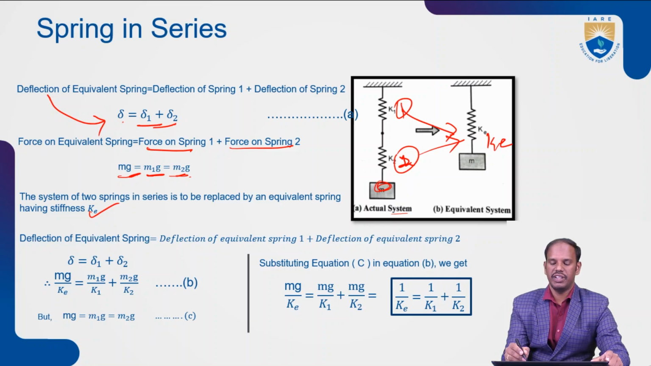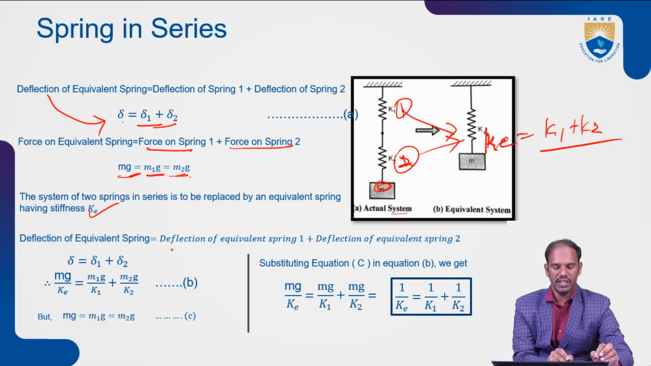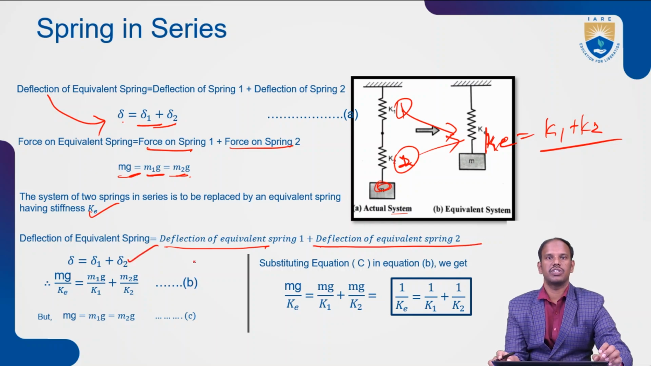Once it is replaced, we need to write this as Ke, because Ke is nothing but K1 plus K2. We need to write it because it is in series form. So the deflection of the equivalent spring is the deflection of spring 1 plus the deflection of spring 2. We can write it in terms of deflection equals deflection 1 and deflection 2 in these both springs.